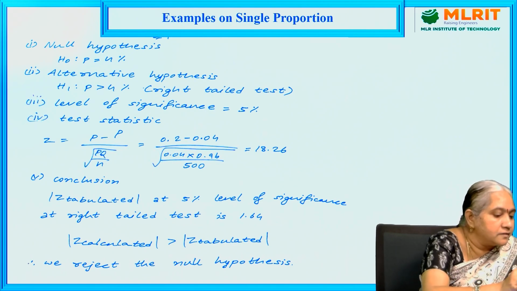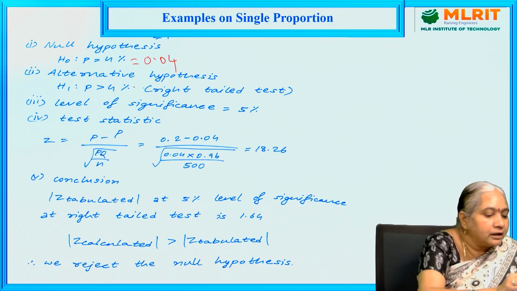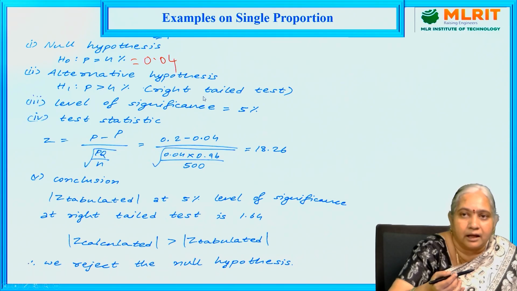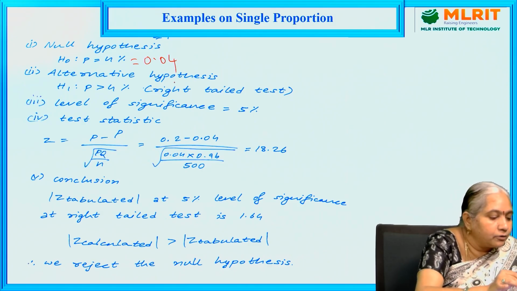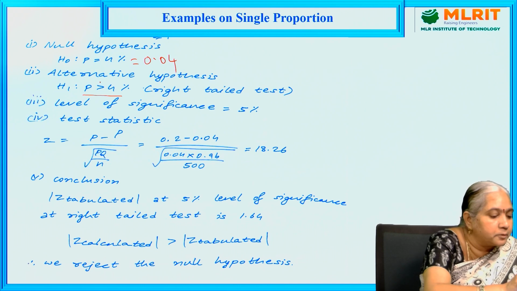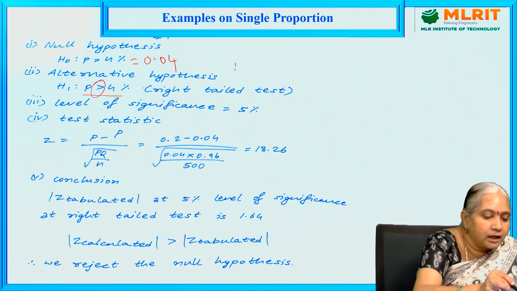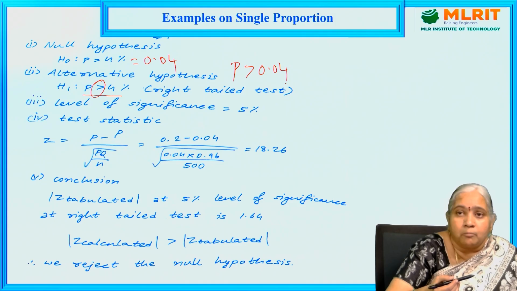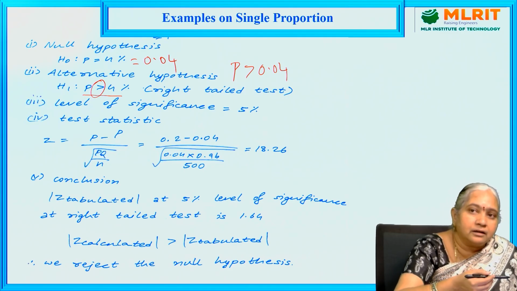Now see the null hypothesis. P equal to 4%, that is 0.04. And the alternative hypothesis, we can define it in any one of the cases, either two-tailed or one-tailed. So here we have defined the alternative hypothesis as P is greater than 4%. Greater than means one-tail test. So P is greater than 0.04. That means there will be more than 4% defective articles in that factory. That is the alternative hypothesis if we reject the null hypothesis.